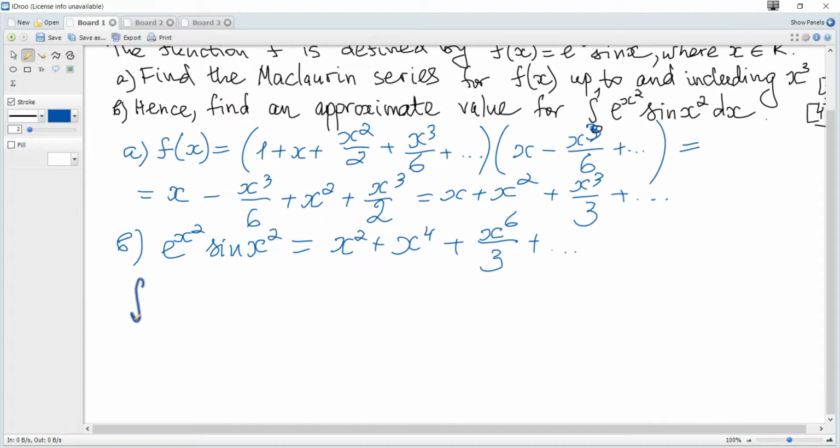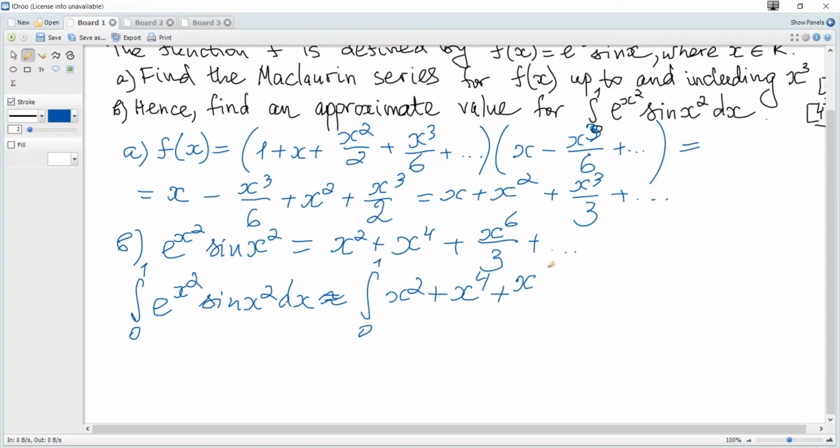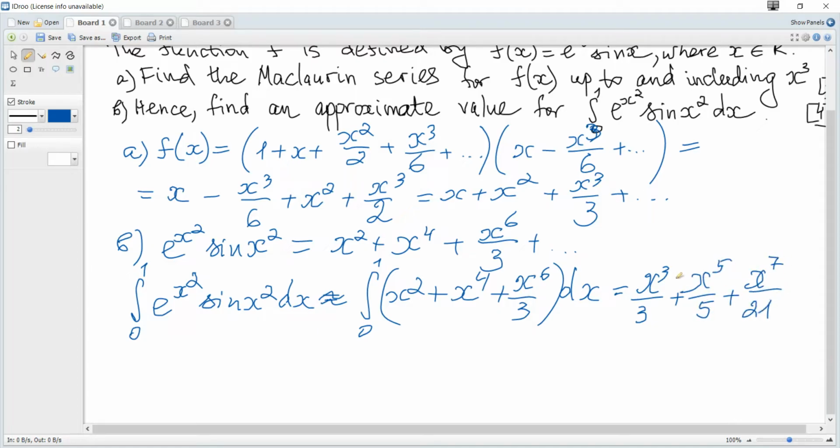And hence we can easily integrate it. The integral from 0 to 1 is approximately equal to the integral of x squared plus x to the power of 4 plus x to the power of 6 over 3 dx, and we can easily integrate it, and it's x cubed over 3 plus x to the power of 5 over 5 plus x to the power of 7 over 21, with limits from 0 to 1, which is equal to 1 over 3 plus 1 over 5 plus 1 over 21 minus 0, and finally it's 61 over 105.